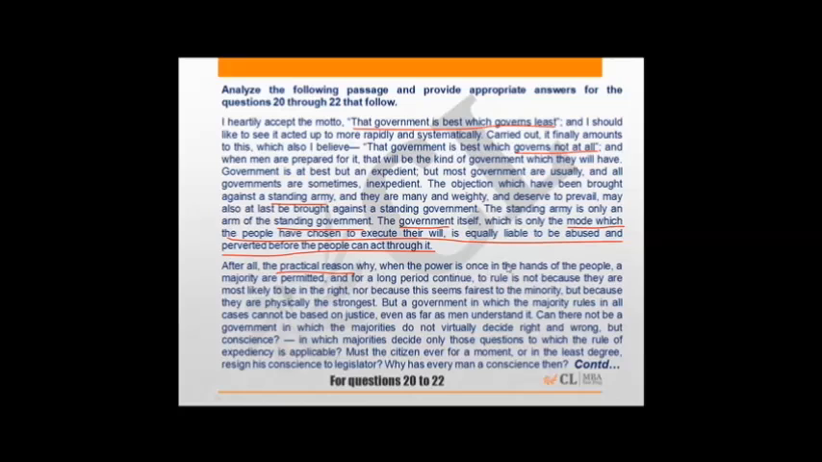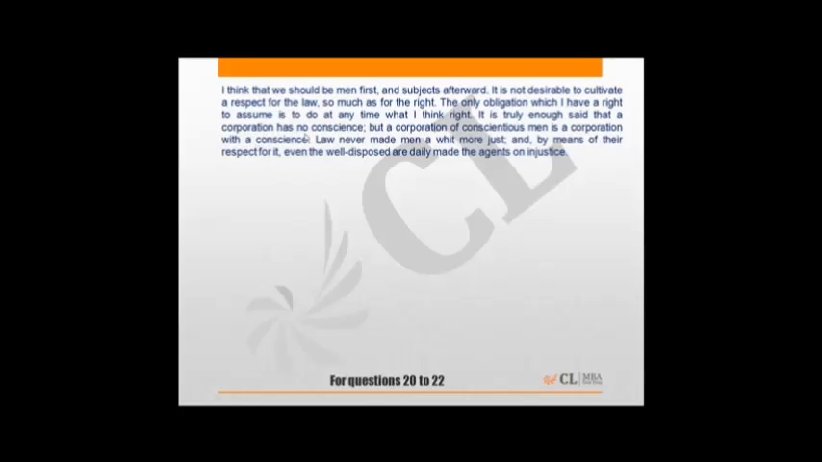Further, he says that the practical reason why the majority rules is because it is physically the strongest. And then he moves on to say that he just wishes there was a possibility that majorities do not decide what is right and wrong, but the conscience. And finally, he ends by saying that it is the corporation of conscientious men, which is a corporation with a conscience, and that people should be men first and subjects afterwards.